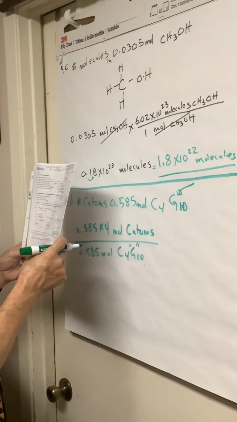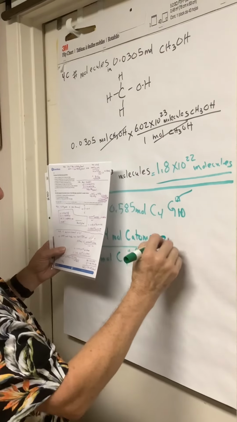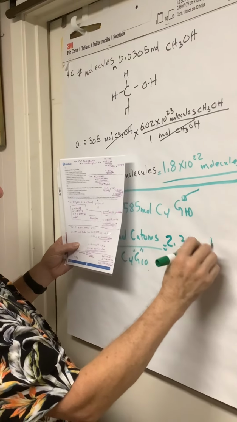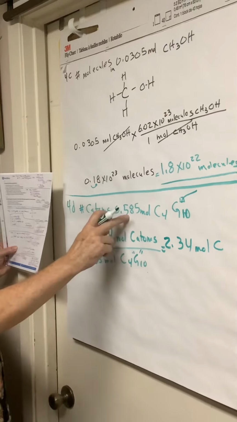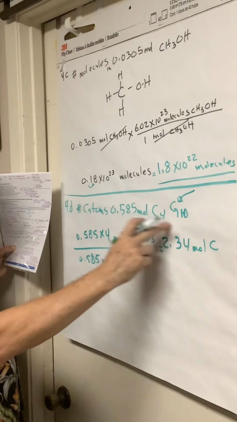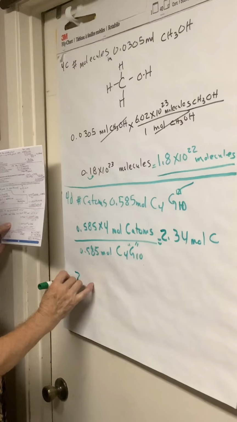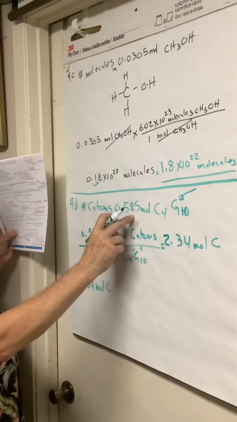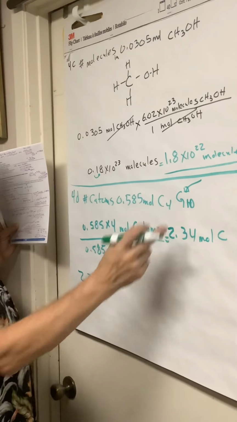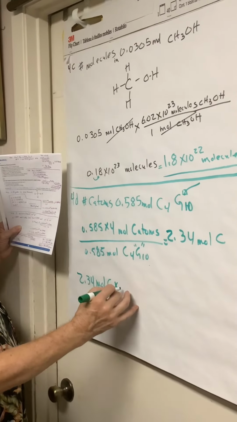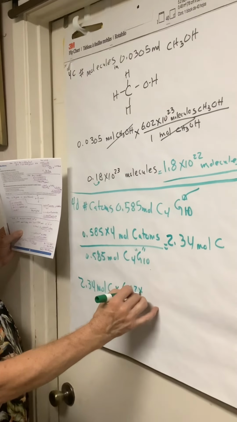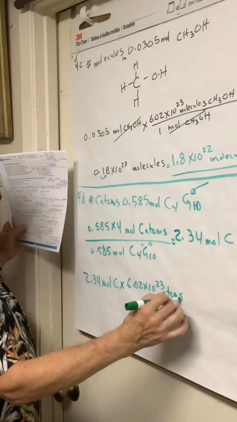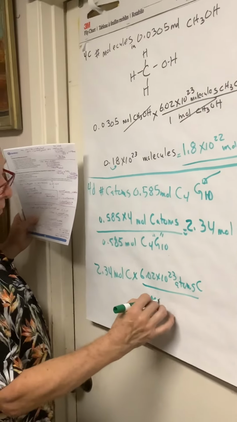Okay, so there would be 2.34 moles of carbon in 0.585 moles of this compound. But they asked for the number of atoms. So I have 2.34 moles of carbon and 0.585 moles of C4G10. And I know that there's 6.02 times 10 to the 23rd atoms of carbon per mole of carbon.